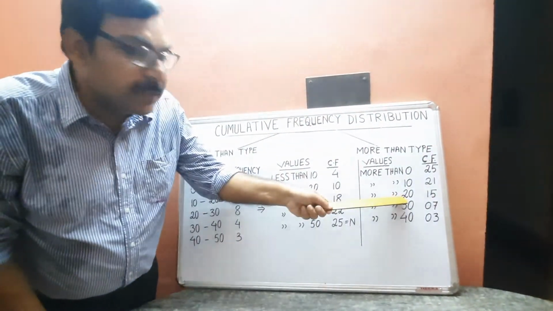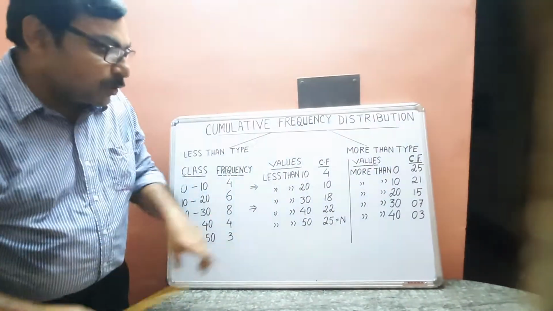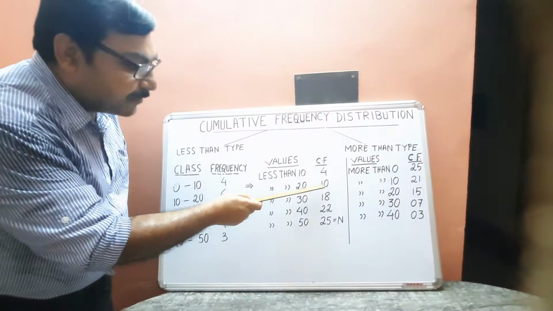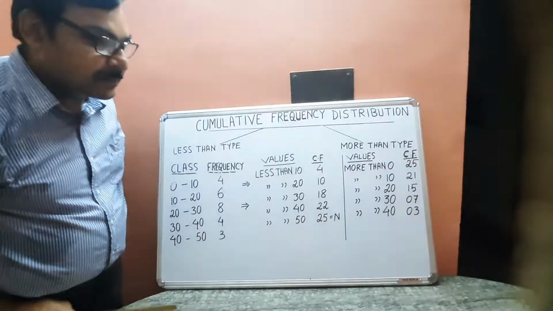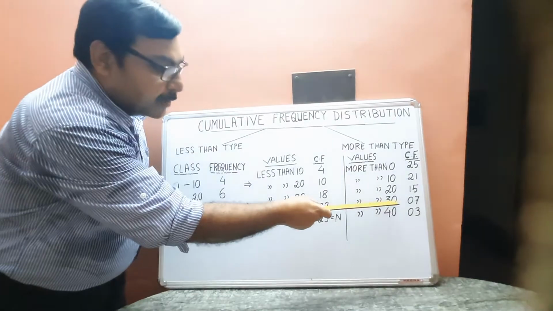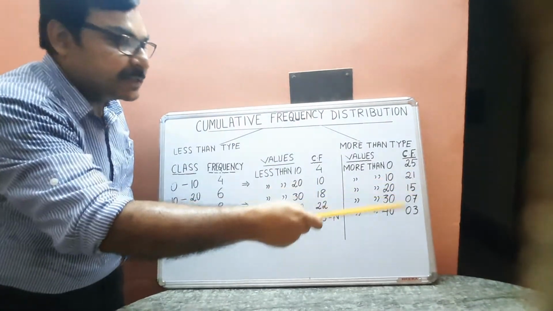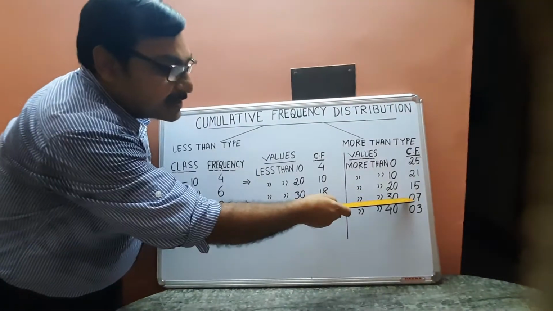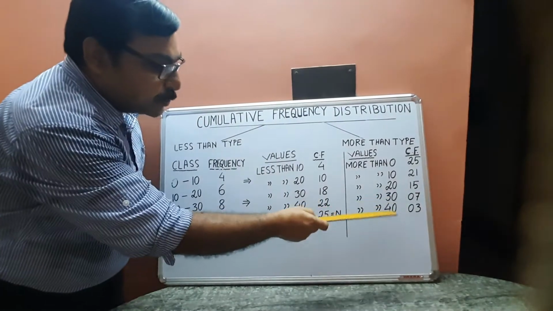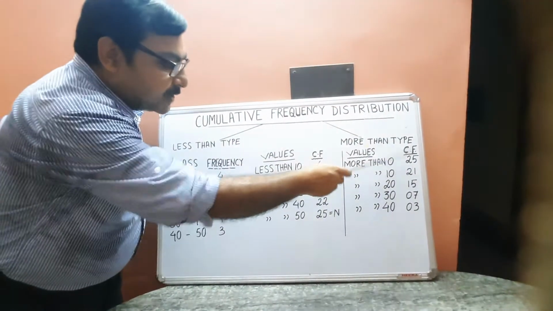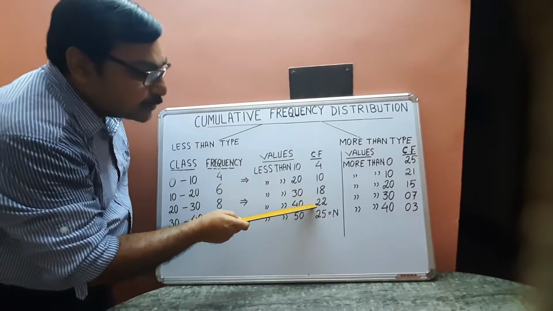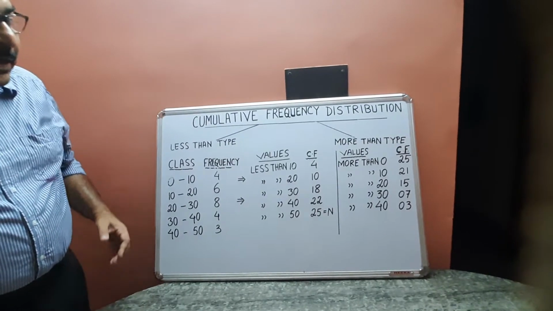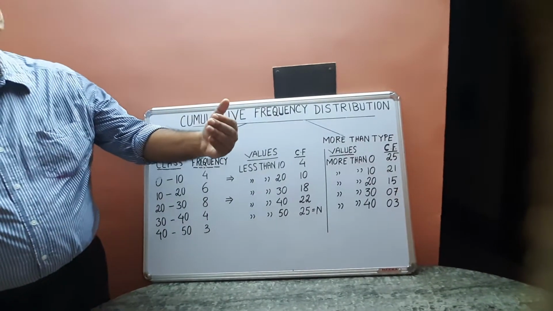Again, more than 20. Total minus less than 20. Your total is 25. Less than 20 is 10. 25 minus 10 is equal to 15. You require more than 30. More than 30 means total minus less than 30. Total is 25. Less than 30 is 18. 25 minus 18, 7. More than 40. Total minus less than 40. Total is 25. Less than 40 is 22. 25 minus 22, 3. So in this way, you will calculate more than cumulative frequencies.